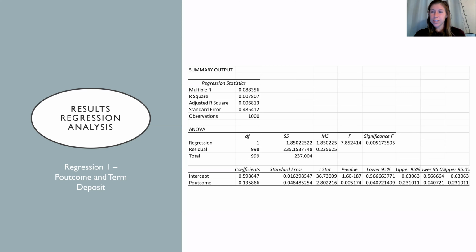So now to get to the results of all of the formulas, the functions, and all of the work that I put into this project. First I'll go over the regression analysis. Here are the results from the first regression analysis, analyzing the relationship between the independent variable P outcome and the dependent variable term deposit. My speculation that the outcome of the last campaign would confirm a yes for a term deposit was wrong, as my multiple R is less than 1 by far, showing a very weak relationship.